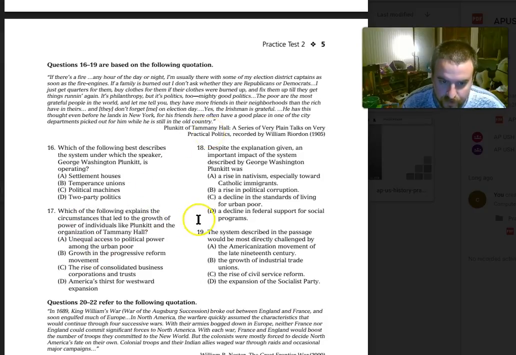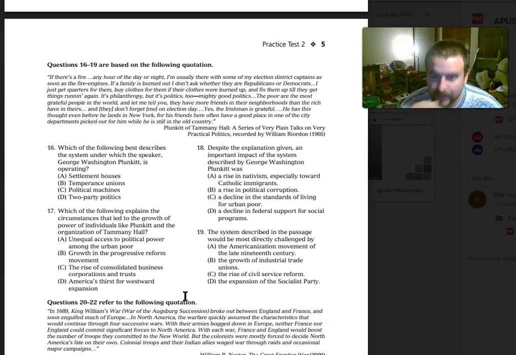For 17, which of the following explains the circumstances that led to the growth of powerful individuals like Plunkitt and the organization of Tammany Hall? Most people did get this one right, but we need to get a little bit more. It seemed like there was just wholesale confusion. If you didn't know the answer, there wasn't another option that was distracting you. It was basically evenly divided between the other two. So this one's going to be A, unequal access to political power among the urban poor, and so they're going to latch on to a powerful individual promising them things.